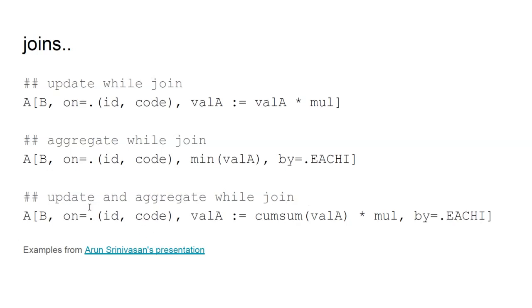And the third join mentioned here is a combination of both. We can update some table in place using data from another table and aggregating at the same time, using .EACHI provided to the by argument.